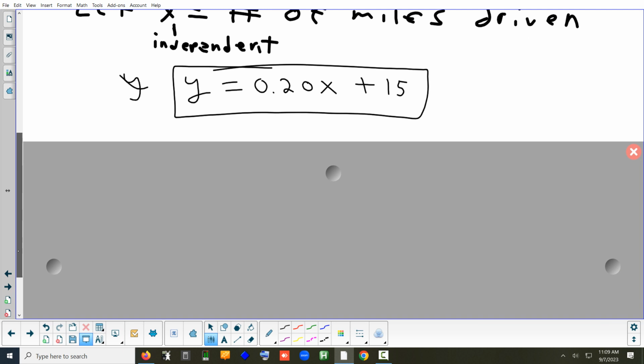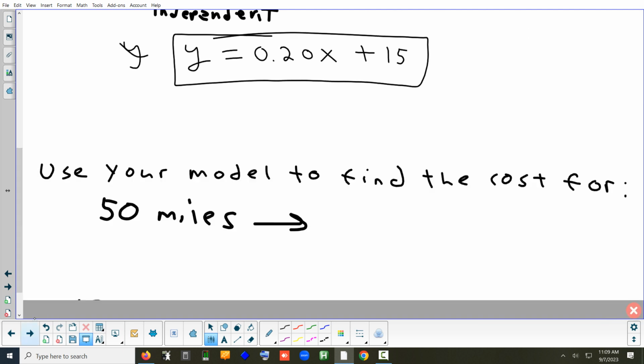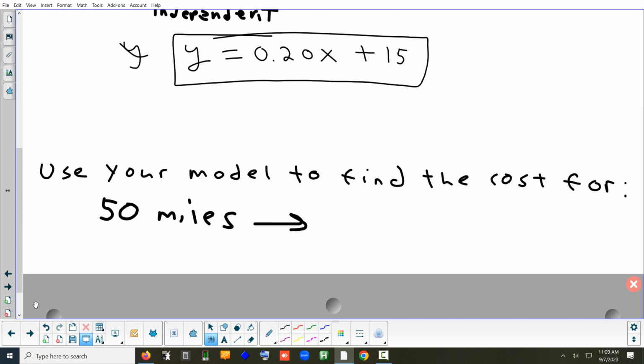Now, let's see if we can use that formula to figure out the cost if we drive the car 50 miles. Okay, what would you do with the 50 and that formula to figure out the cost? Yeah, Jake? Substitute it for x. Substitute it for x, yep.